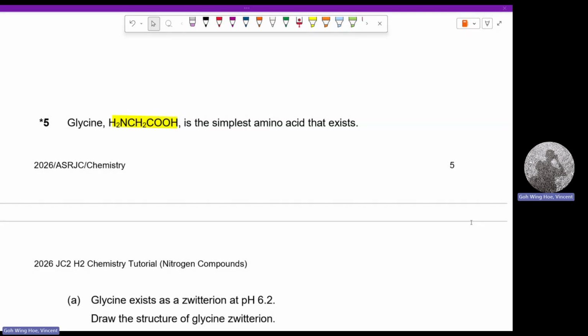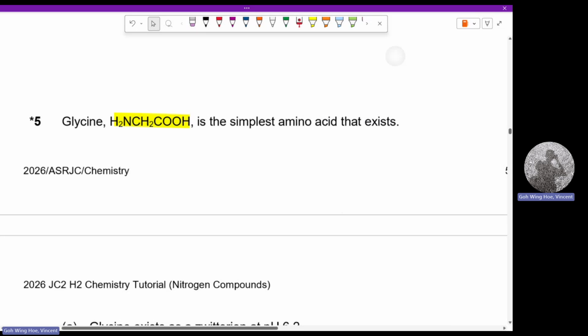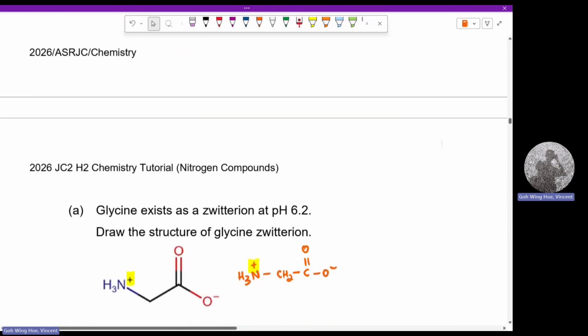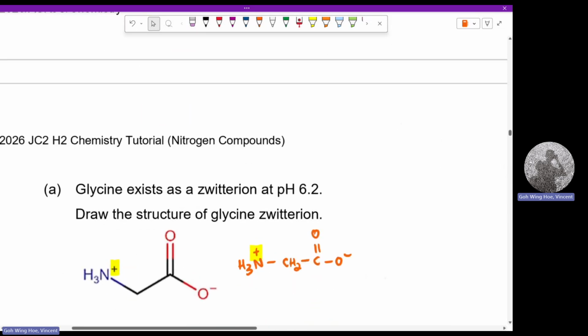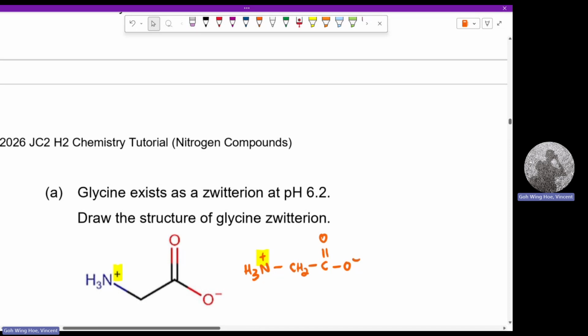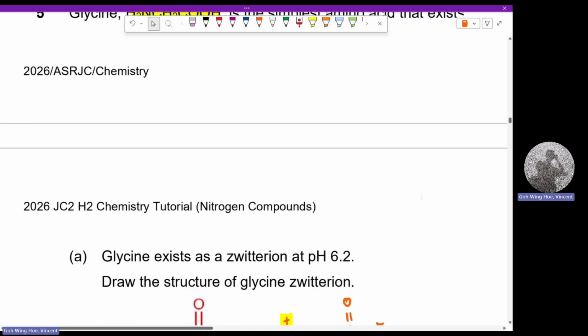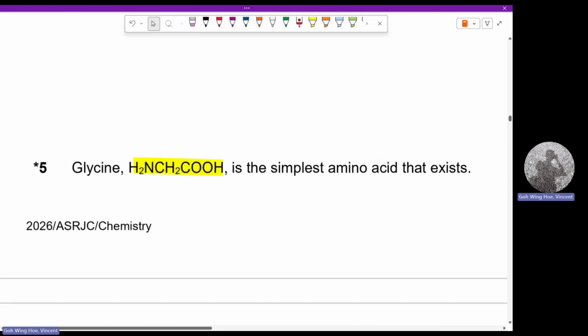Let's look at tutorial question number 5. Glycine is the simplest amino acid that exists. The question wants you to draw the structure of the glycine zwitterion. So when given the structural formula of an amino acid and you're asked to draw the structure of the zwitterion, it's actually very simple.